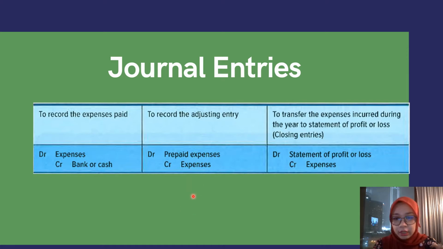We take out from the expenses account because the expense is not incurred yet, it is prepaid, we paid it in advance. So we put the advance payment into the prepaid expenses account, and then when the time comes, we transfer the expenses incurred during the year to the statement of profit or loss. Only expenses that incurred for the year.